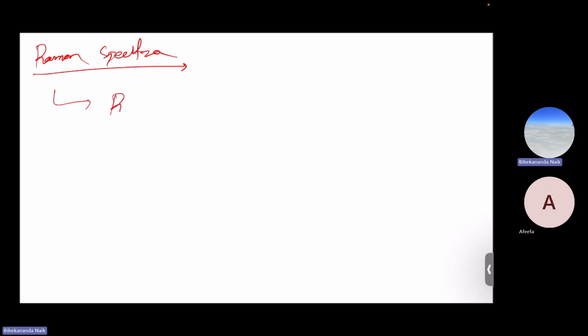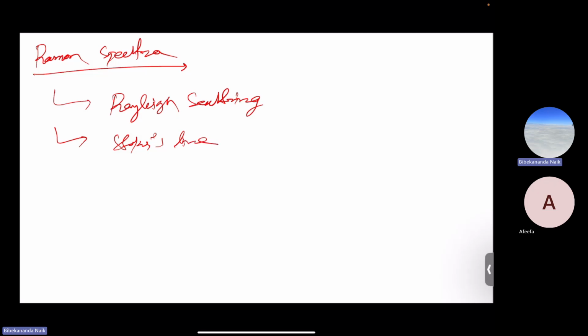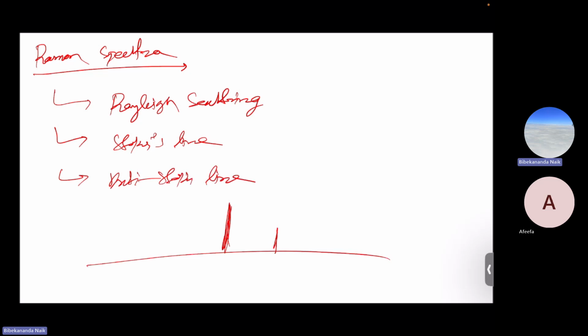So in Raman spectra, there is Rayleigh scattering. Then there are Stokes line and anti-Stokes line. So this was the Rayleigh line, then this was the anti-Stokes line, and this was the Stokes line. So this is Stokes, this is Rayleigh, and this is anti-Stokes.